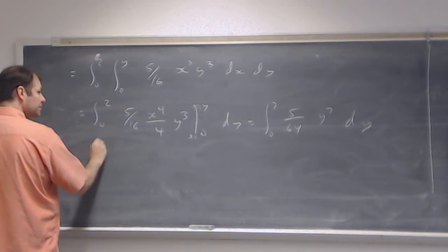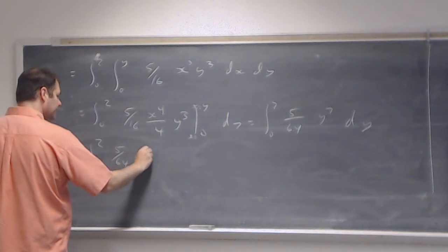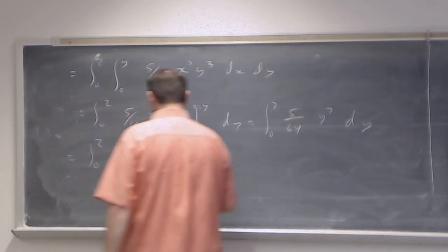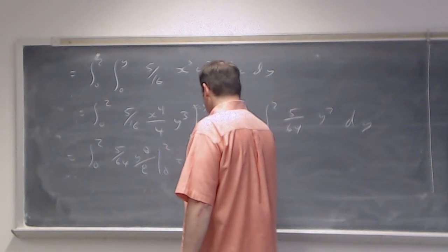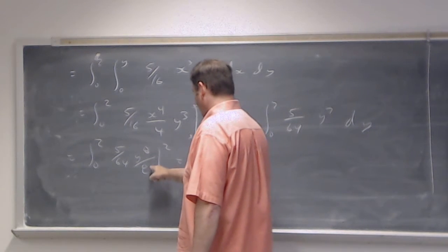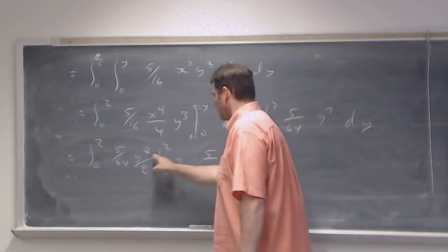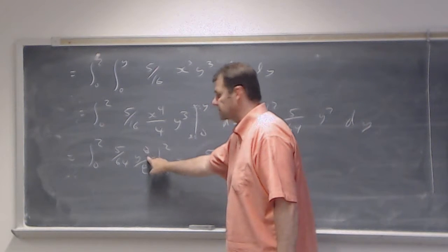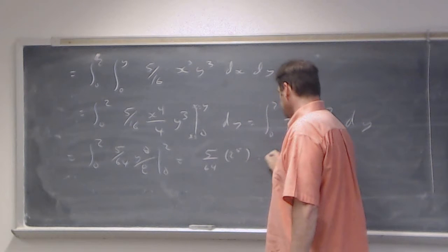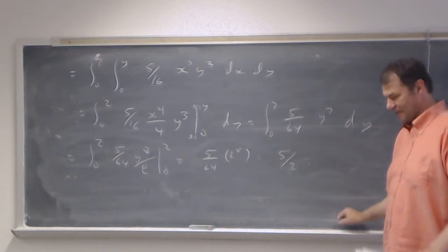This is the integral from 0 to 2 of 5/64, y to the 8 over 8, evaluated from 0 to 2. When I stick in 2, this is 5/64 times 2 to the 8 over 8. 2 to the 8 is 2 to the 3rd times 2 to the 5th. 2 to the 3rd is 8, which cancels, so I just have 2 to the 5th. That's 32, and I get 5 back. That is the answer that I have on my sheet, so that's good. So that is that problem.